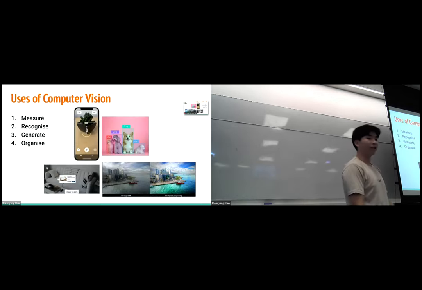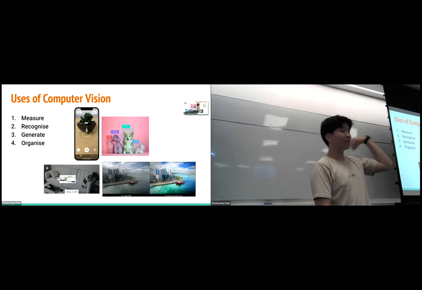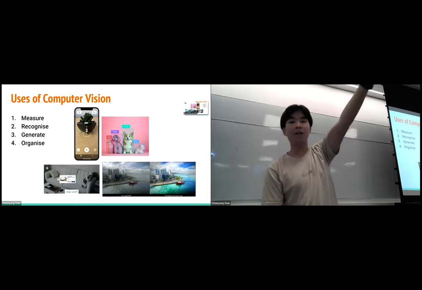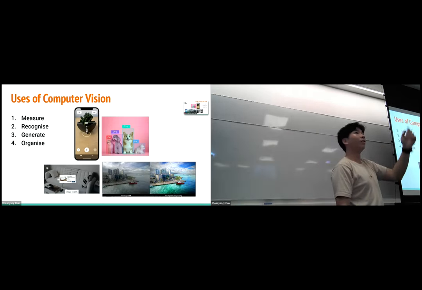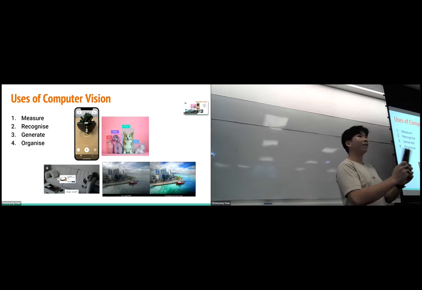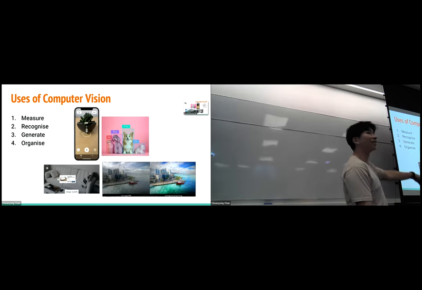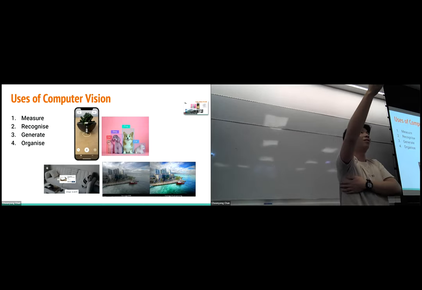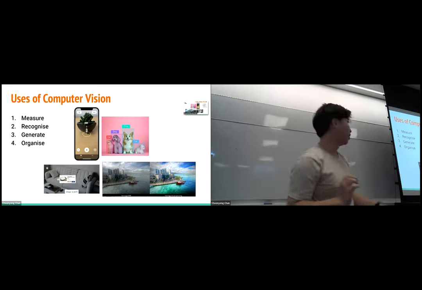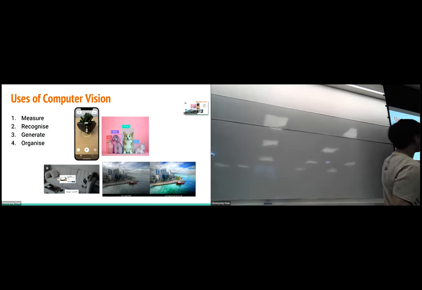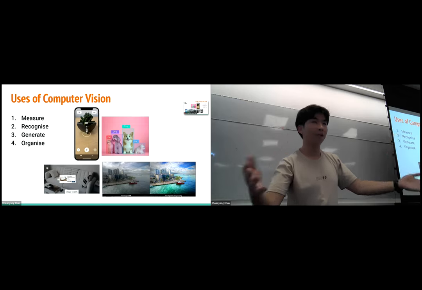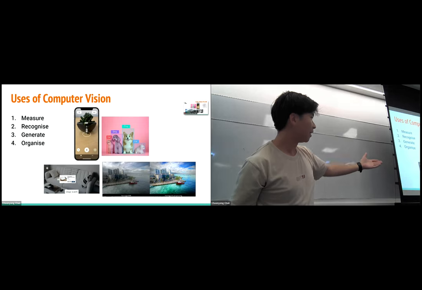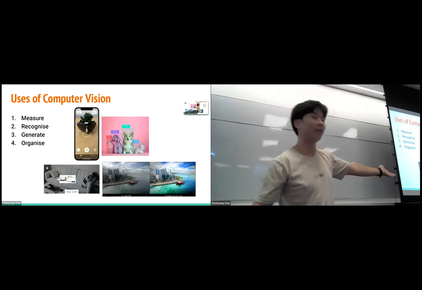Okay, the uses of computer vision: to measure, to recognize, to generate, to organize. So in a clockwise direction, from the top right, is to measure properties of the real world. We can use your phone, the AR, to measure the distance, the length, the degree. Recognize objects, you can see cat, dog, cat. And on your bottom right, you can see trying to enhance images. So your Instagram filters are to generate, enhance, manipulate images. And finally, to organize, mine, and search for images.